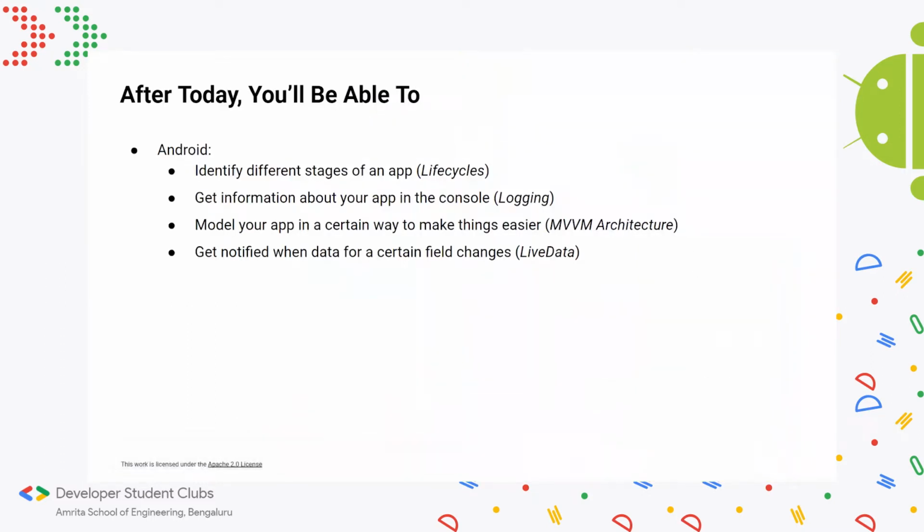After today, these are some of the learning objectives for today's session: identifying different stages of an app, getting more information about your app in the console, modeling your app in a certain way to make a lot of things easier, not necessarily in a programmatic way, but it helps with maintaining your code and the readability of your code.